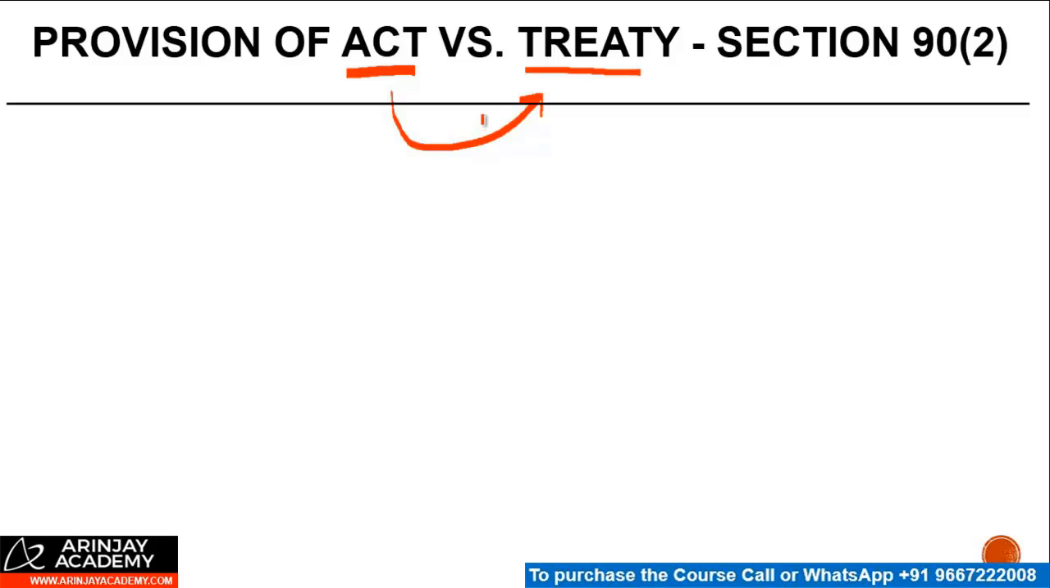Now definitely, if the provisions in the treaty were the same as they are in the Act, there was no need to have the treaty itself, right? In such a situation, which provision should be dealt with, which provision should have preference over the other, is something which is governed by the provision of section 90 subsection 2.